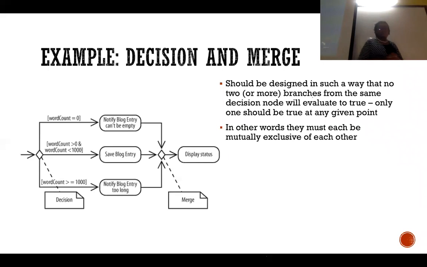So we have word count equals 0, notify block entry, notify block entry can't be empty. If word count greater than 0 and word count less than 1,000, save block entry. And the third one says word count is greater than or equal to 1,000, then notify block entry too long. Is that okay?